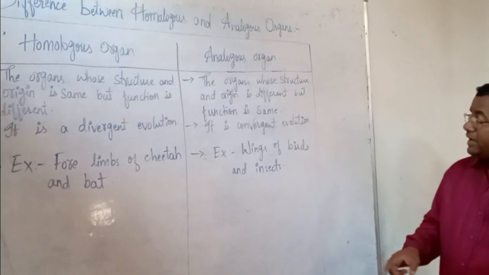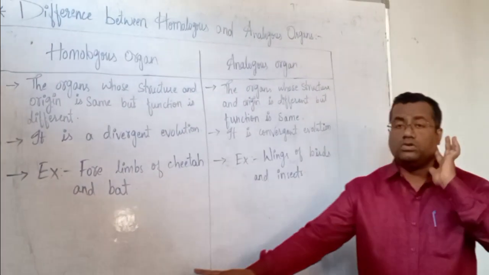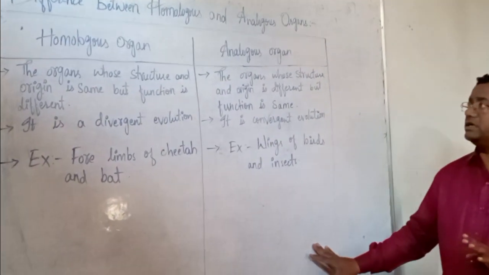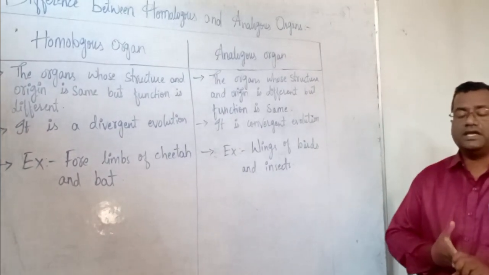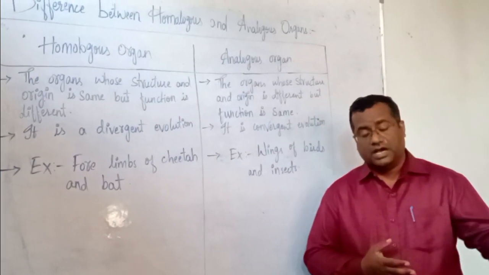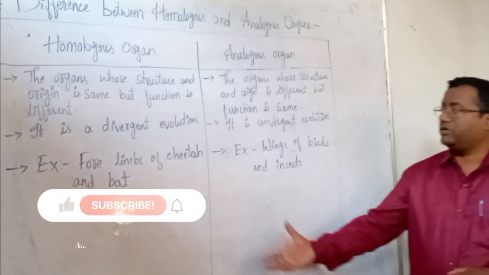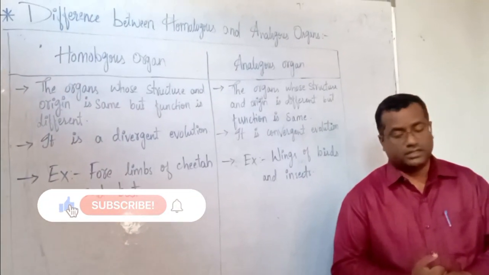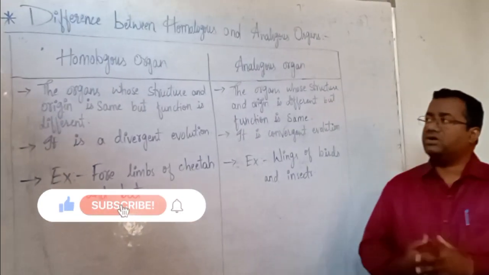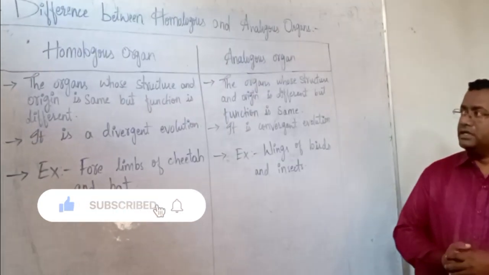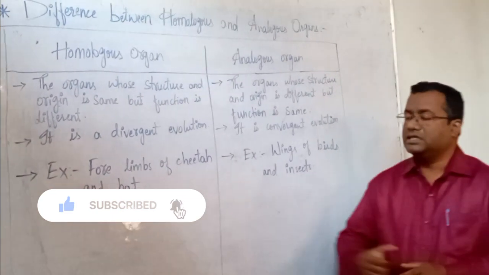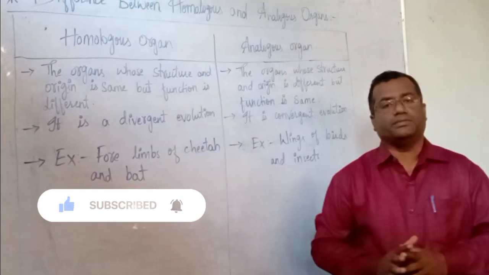So anatomically we have two types of organs. One is homologous organ, another one is analogous organ. Homologous and analogous organs can be asked in the upcoming second phase examination for 3 marks, where you have to write these 3 points to get full marks. So homologous organ, what do we say? The organ whose structure and origin is same.